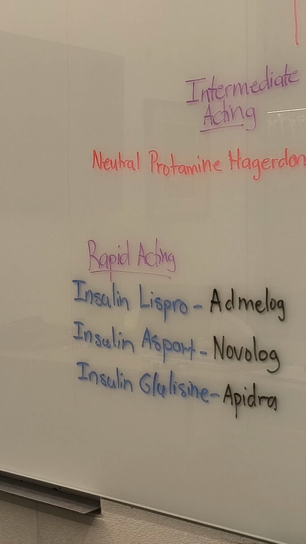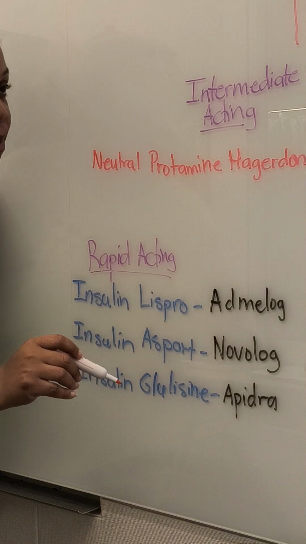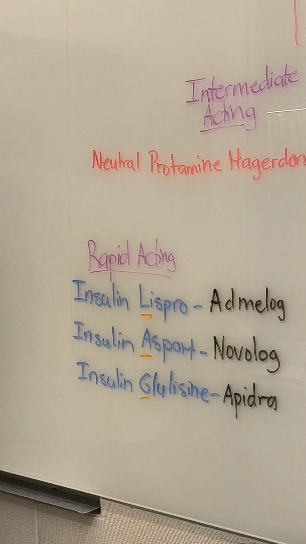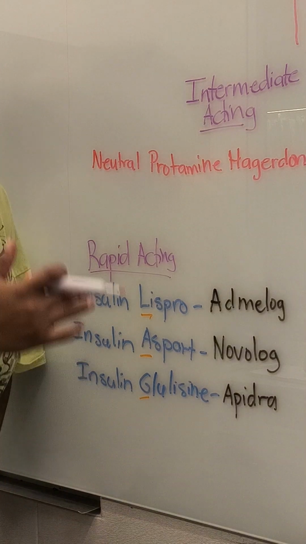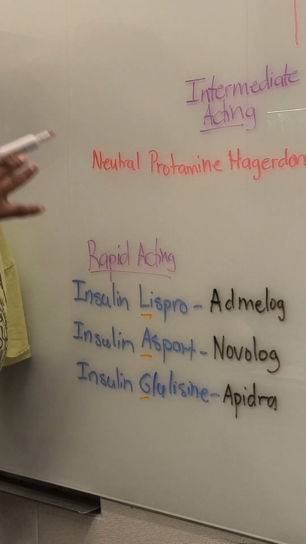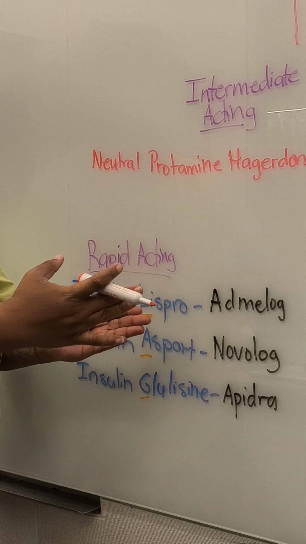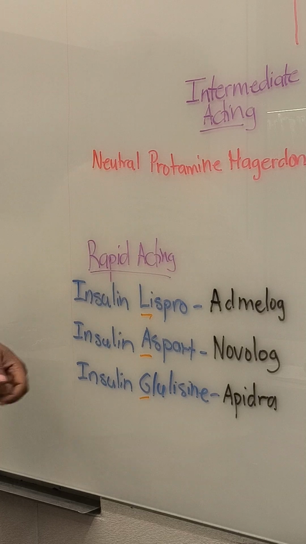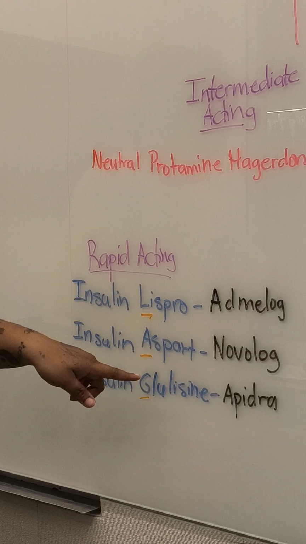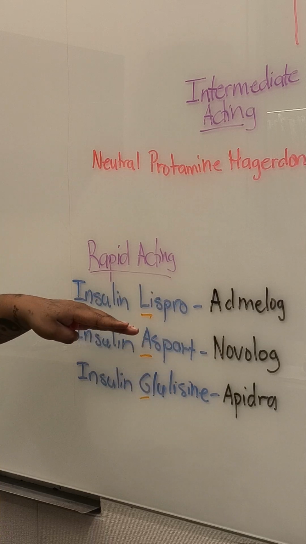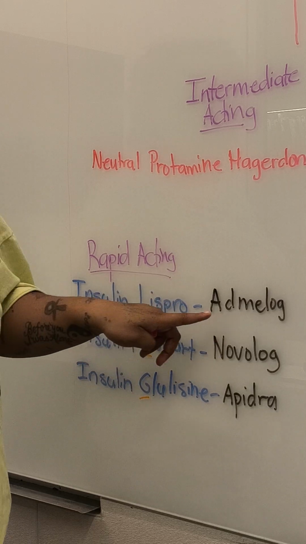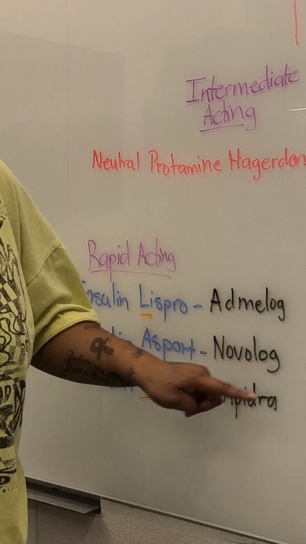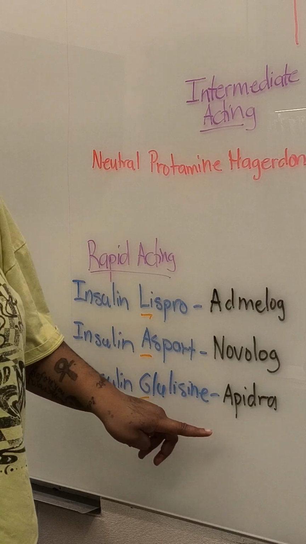Now pay attention to what I'm going to do. I'm going to have you remember LAG, when you're lagging. LAG. This helps you put them in an order where it's easy for you to remember. LAG, lag, lispro, aspart, and glulisine. Lispro, aspart, and glulisine, these are my lags. Next, I'm going to give you now their brand names. Insulin lispro is Admelog. Insulin aspart is Novolog. And insulin glulisine is Apidra.